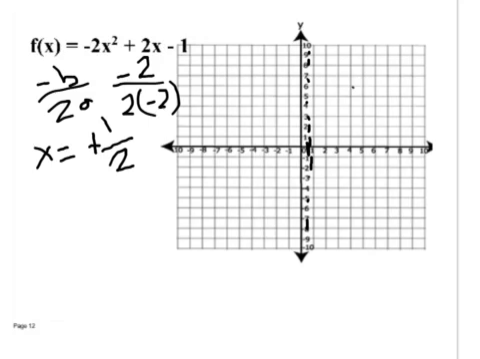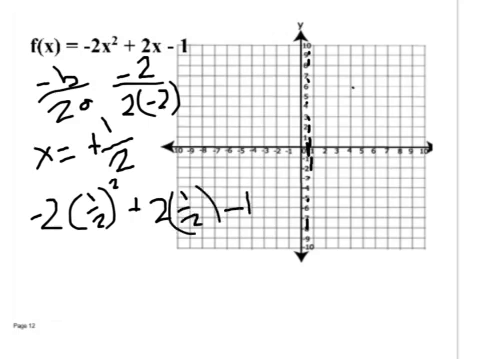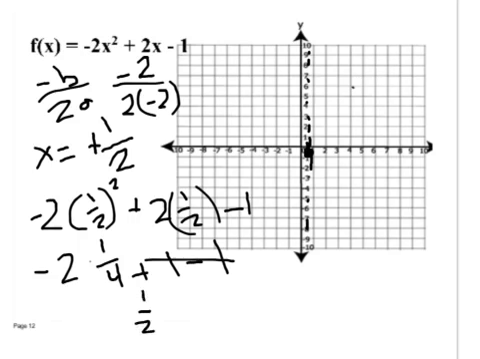Now I need to find my vertex. So what I do is I plug in a half for x. So negative 2 times a half squared plus 2 times a half minus 1. A half squared is 1/4. So negative 2 times a fourth, plus a half of 2, which is 1, minus 1. They're going to cancel each other out. Negative 2 times 1/4 is the same thing as negative 2 divided by 4. So that would give you negative 1/2. So my coordinate is at a half and negative a half.